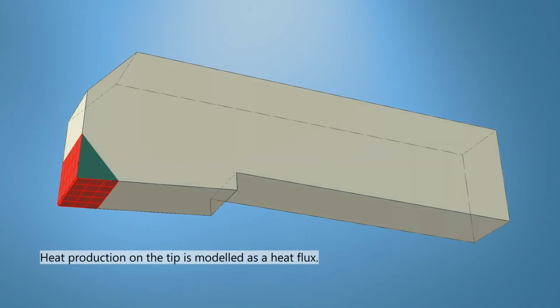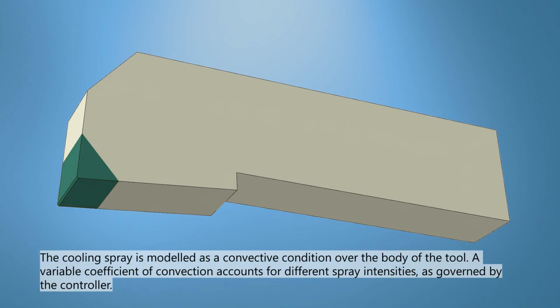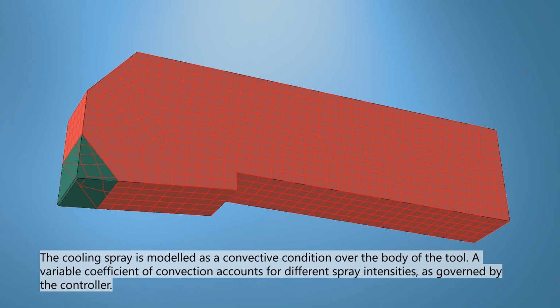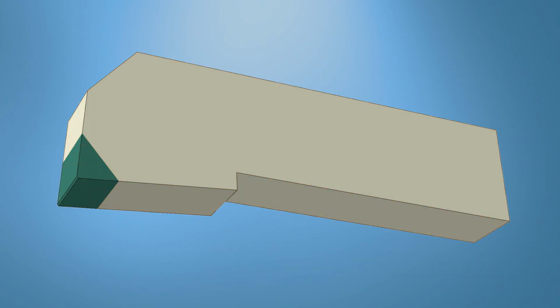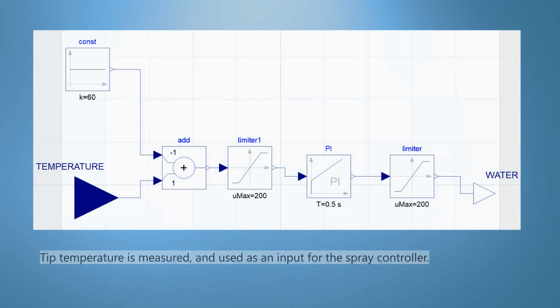Heat production on the tip is modeled as a heat flux. The cooling spray is modeled as a convective condition over the body of the tool. A variable coefficient of convection accounts for different spray intensities, as governed by the controller. Tip temperature is measured, and used as an input for the spray controller.